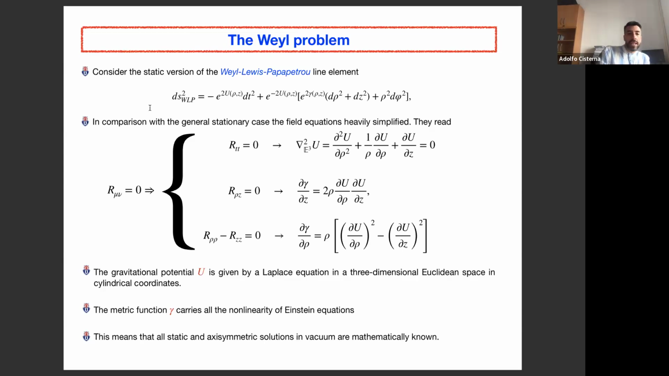Why? Because you can see that taking Einstein equations in vacuum, one of them immediately implies that this function u, and notice that I changed f for exponential of 2u. The tt component of Einstein equations tells me that basically the Newtonian potential that describes my line element is given by the Laplace equation on a Euclidean three-dimensional space in cylindrical coordinates. This is the first thing you get when you go to the static case.